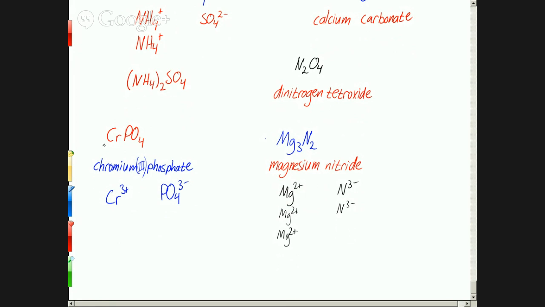This one here, chromium phosphate, someone's going to name that chromium phosphorus oxide or chromium phosphide oxide. What's the problem with that? Yeah, it's all together as one ion. It's phosphate.